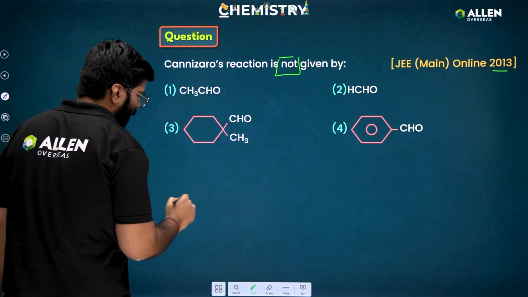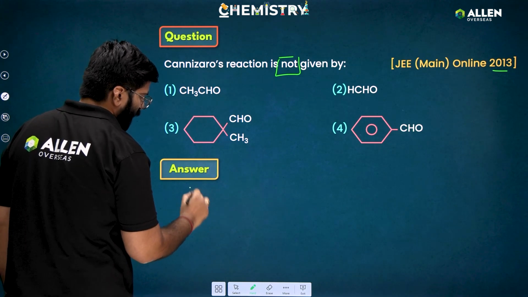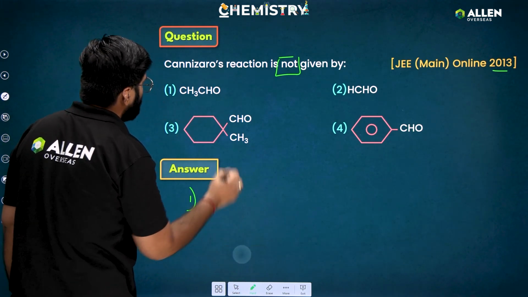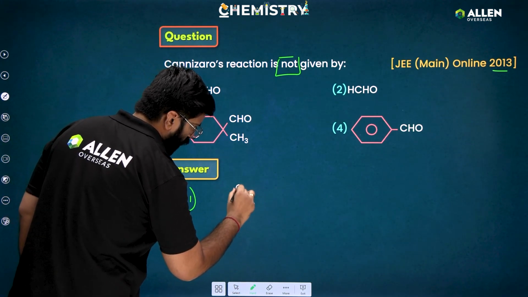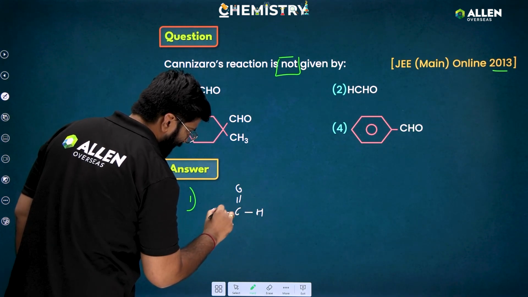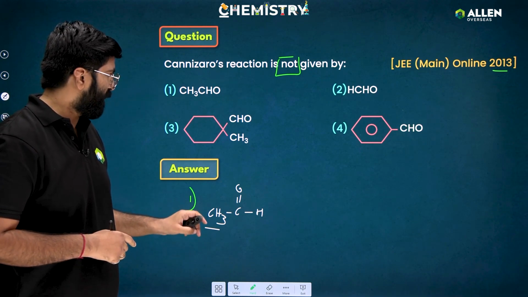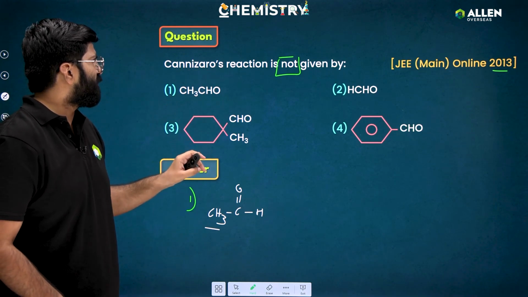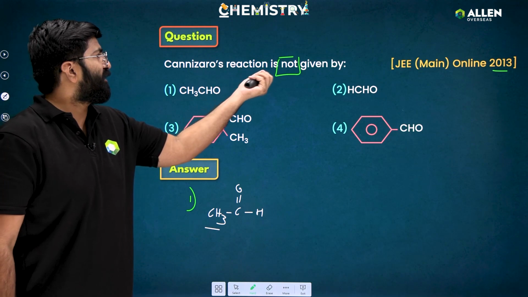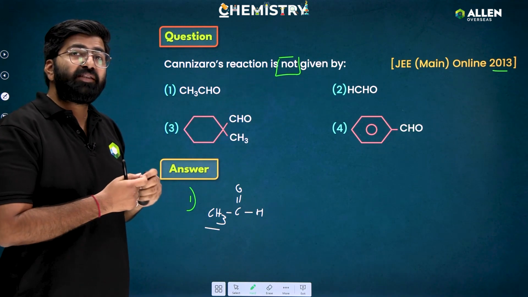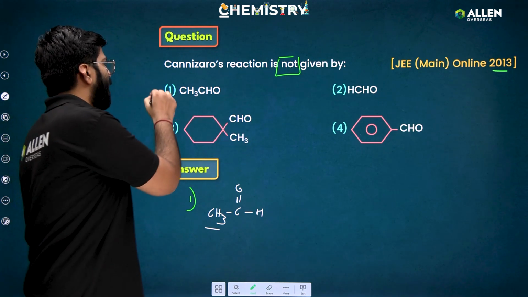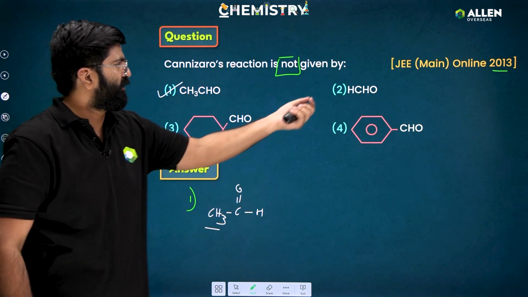Firstly, the first part I can write is C double bond O, H, CH3. There is an alpha hydrogen present. That's why this will be directly my answer, because the question says Cannizzaro reaction is not given if there is an alpha hydrogen present. So obviously my correct answer is A, the first one only, but let's check the other parts.